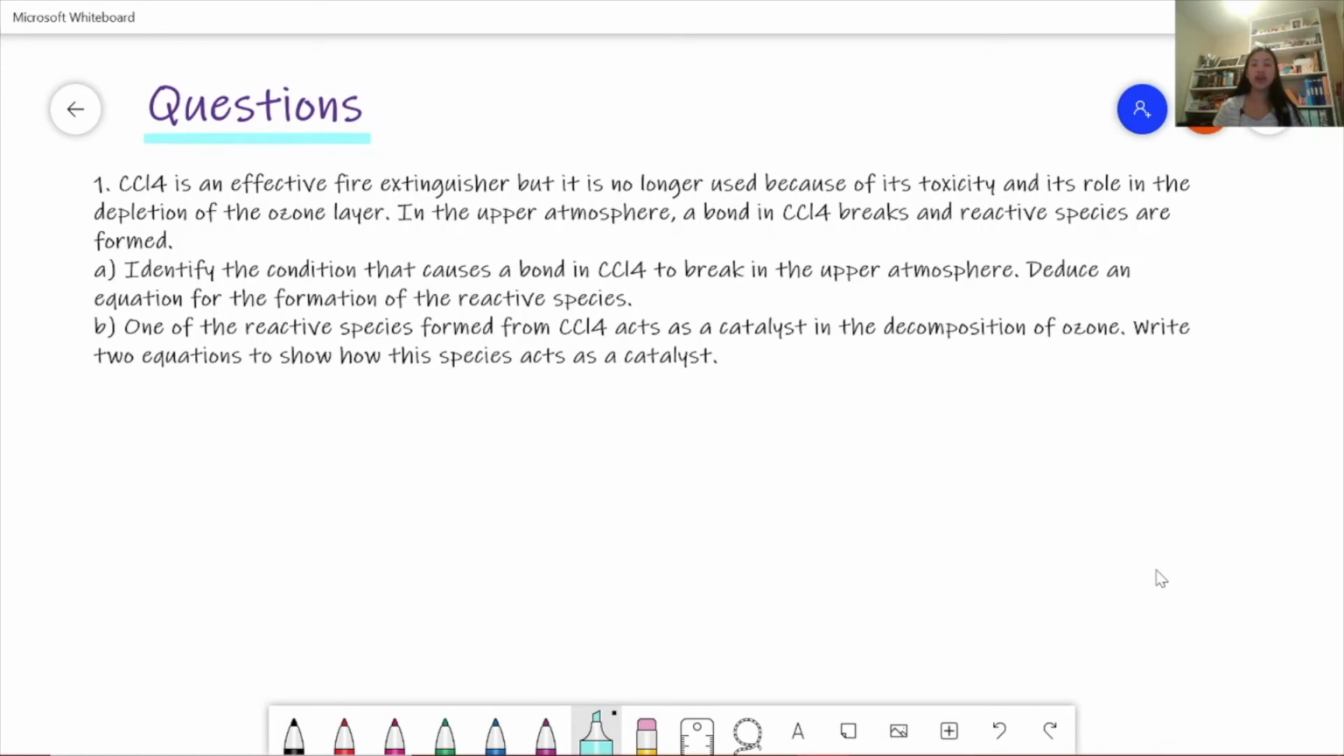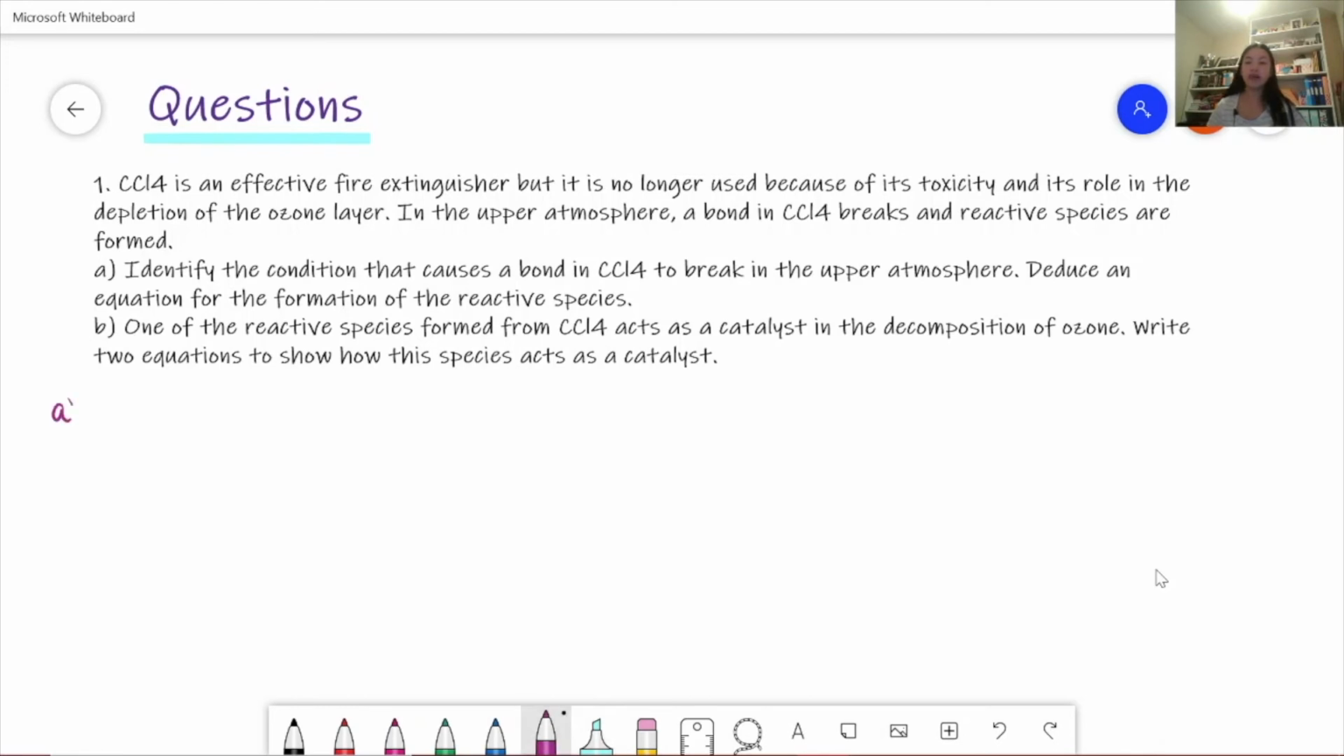For question 1, tetrachloromethane is an effective fire extinguisher, but it is no longer used because of its toxicity and its role in the depletion of the ozone layer. In the upper atmosphere, a bond in tetrachloromethane breaks and reactive species are formed. For A, identify the condition that causes a bond in tetrachloromethane to break in the upper atmosphere. Deduce an equation for the formation of the reactive species.